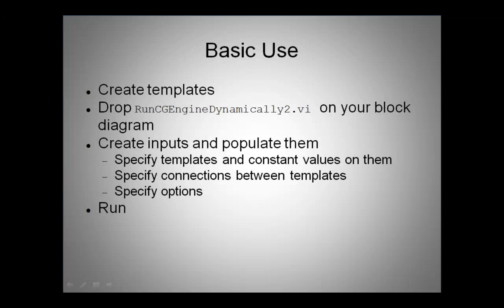Okay, so create your templates, drop the Codegen dynamically 2 or the run Codegen engine on your block diagram. Then you can create inputs from the actual VI, and you populate them. Those inputs will help you to specify templates. When you open a template, you can actually do quite a bit to the template, but the major thing most people do with the templates is they change block diagram constants. Say you've got a frequency generator and you want to change the frequency, you can do that. The inputs to this VI also specify connections between templates, and there are a host of options you can do. I'm going to cover a bunch of those. And then you run the thing.